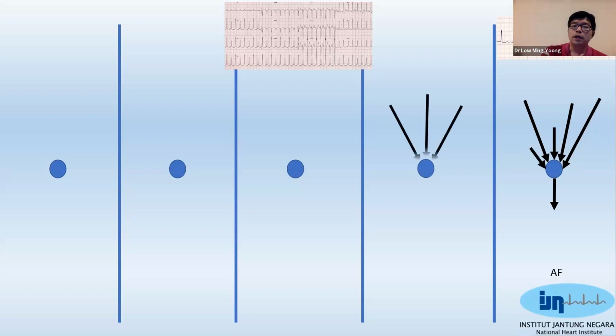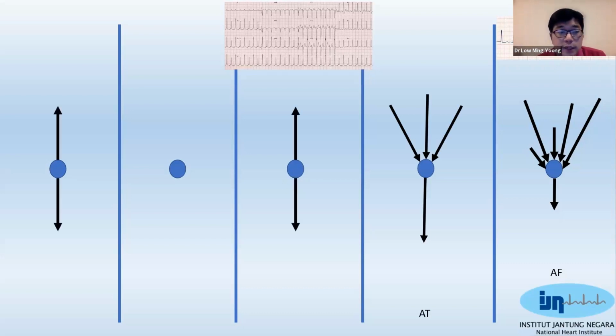Okay, so now let's go to the second one. This is a regular firing of the AV node. Regular firing of the AV node. And so the QRS complex that it forms is also regular. So this one is AT. That means there's a focus that regularly fires at the AV node. Okay, and then there are two that use the AV node to fire.